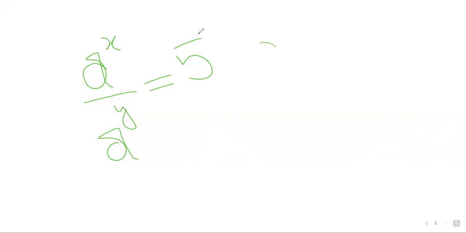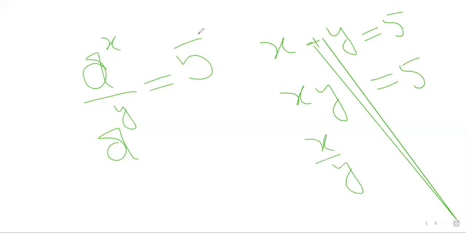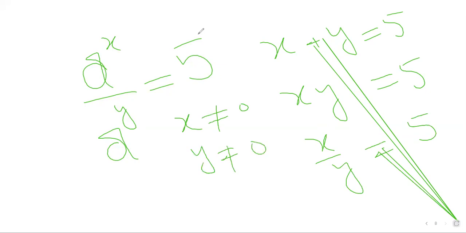So what is, either their sum is 5, their product is 5, their quotient is 5 and x is not equal to 0, y must not be equal to 0, or their difference is 5.